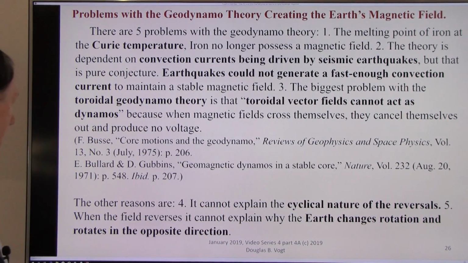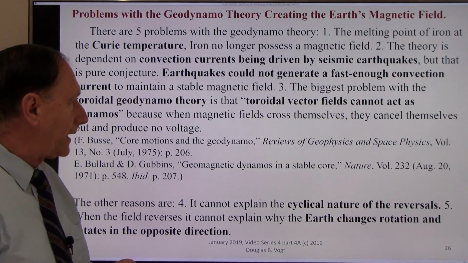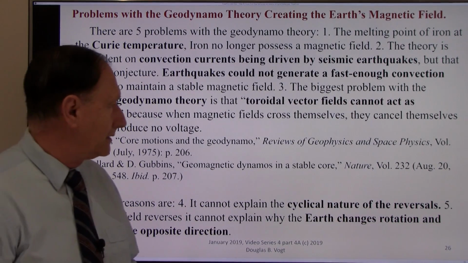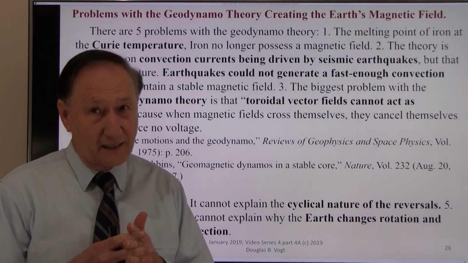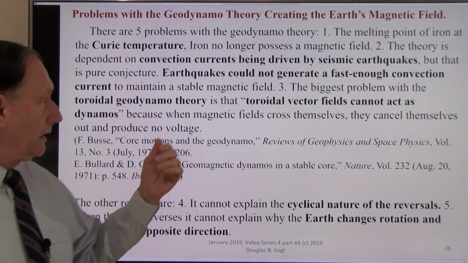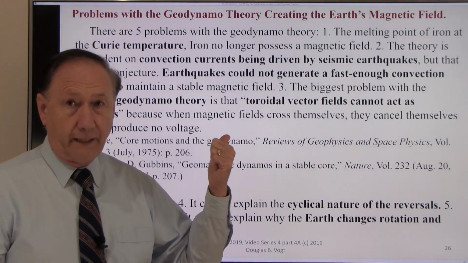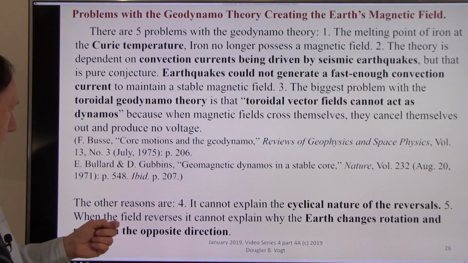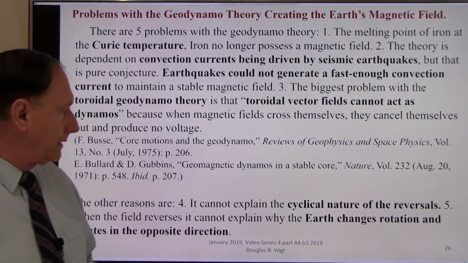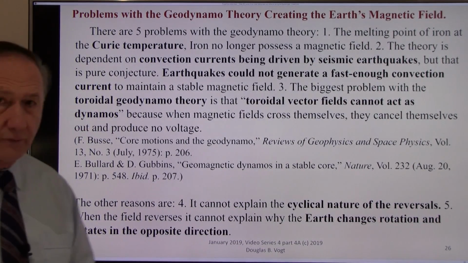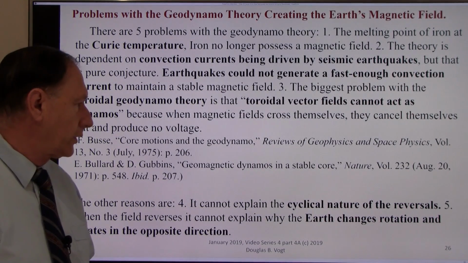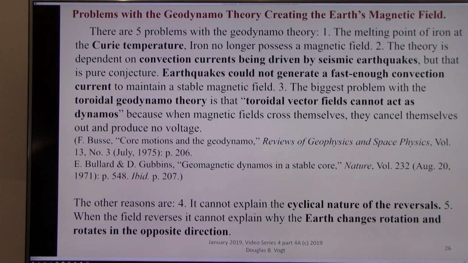3, the biggest problem, toroidal geodynamo theory, is that toroidal vector fields cannot act as dynamos because the magnetic fields, when they cross each other, cancel each other out. So that theory should have gone into the toilet from day one, but they didn't. They're hanging on to it for dear life. The other reasons are this. 4, it cannot explain the cyclical nature of the reversals. Forget it. 5, when the field reverses, it cannot explain why the Earth changes rotation and rotates in the opposite direction.